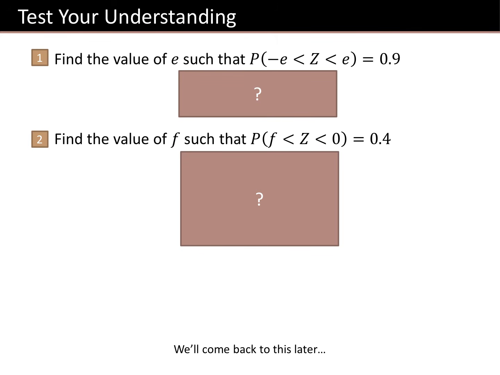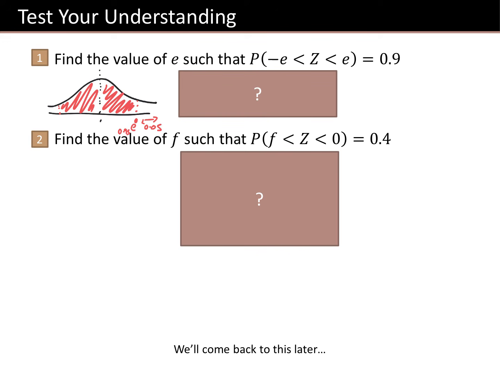So, find the value of E such that the probability of minus E being less than Z being less than E equals 0.9. Okay, so that means if I was to draw my lovely drawing, this is the middle, and 0.9 means if I half it, it's 0.45 on each side, yeah? So this means that this gap is 0.05.